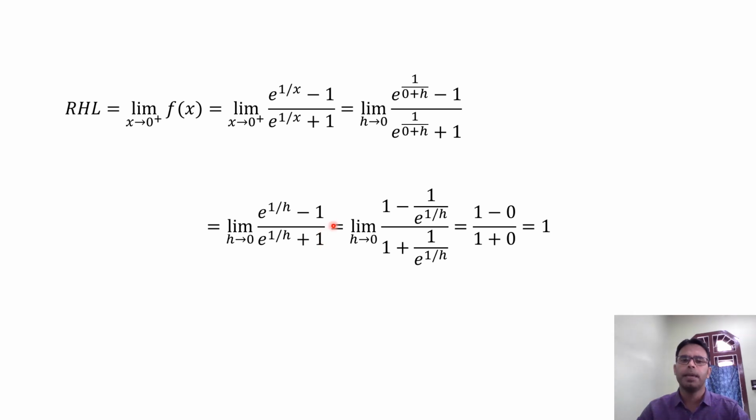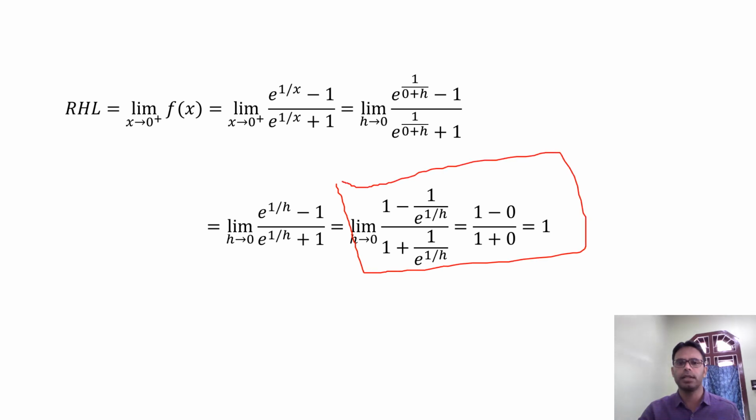But this time, don't notice the earlier part; look at this part a little later. If you want to find the limit here, e to the power 1 by h means e to the power 1 by 0. This 1 by 0 is actually infinity, so e to the power infinity, and e to the power infinity is already infinity, as I said in the previous slide. So infinity minus 1 divided by infinity plus 1.